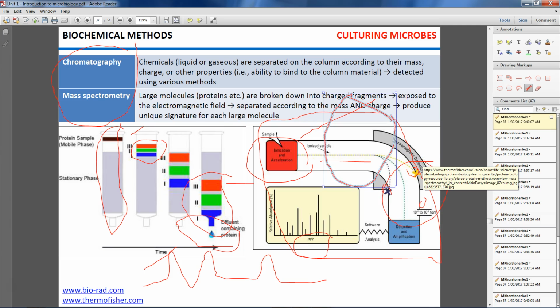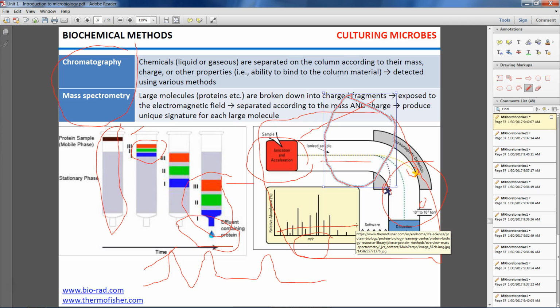And again, you have a bunch of peaks. Each ion is characterized by a unique ratio of mass to charge. So essentially, each mixture of chemicals will produce its own unique signature. Does that make sense?